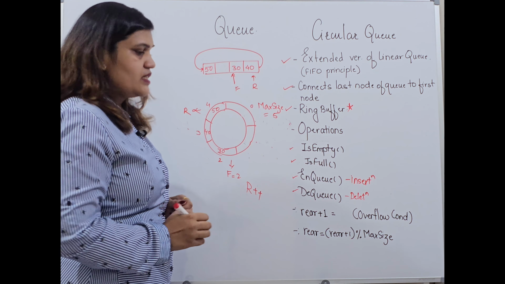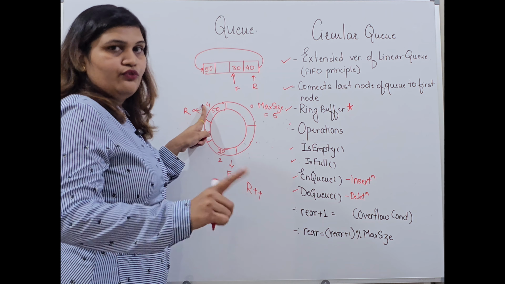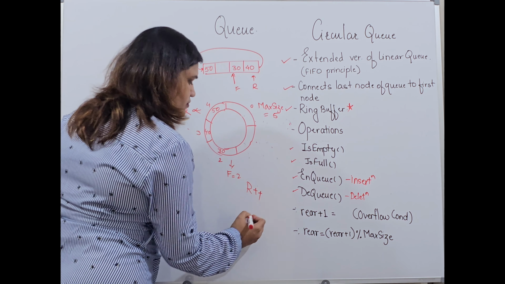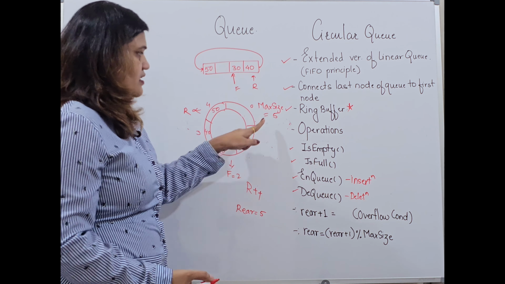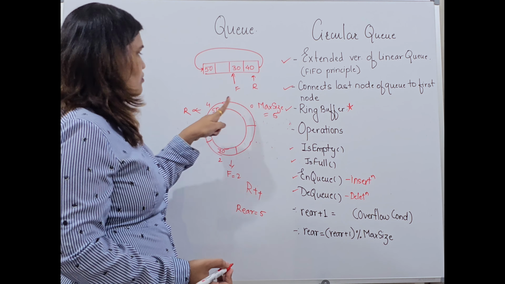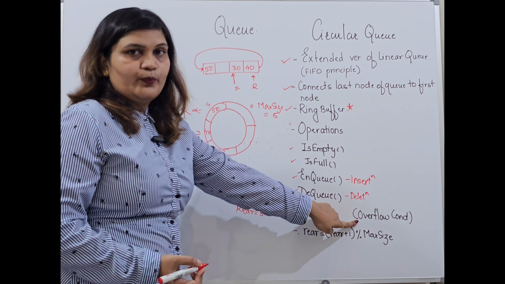To insert the element, what is the condition? Rear plus plus. Now if I do rear plus plus, what is going to happen? 4 plus 1, that is 5. My rear will become 5. My maximum size is 5, that is, it starts from 0 till 4. It is exceeding. This condition says overflow.